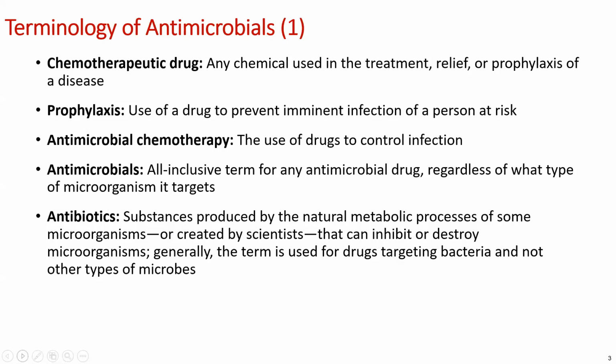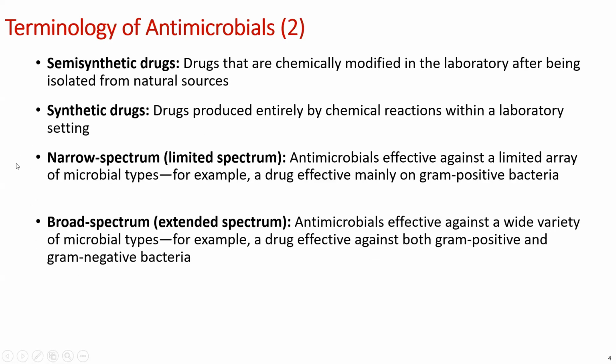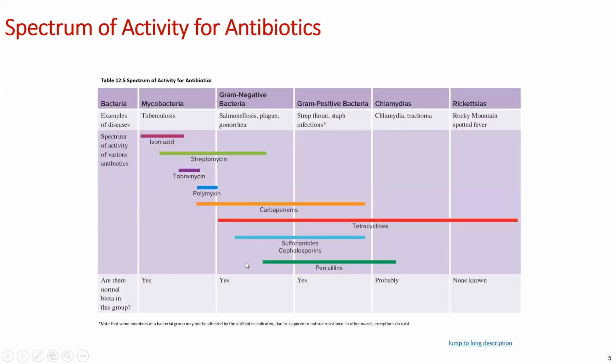The second slide of these terms that you have to know would be important to focus on: narrow spectrum versus broad spectrum. And it's very intuitive. Broad spectrum kills lots of different organisms. Narrow spectrum only kills very few organisms or ones of a particular type. This is a slide that shows an example of that.